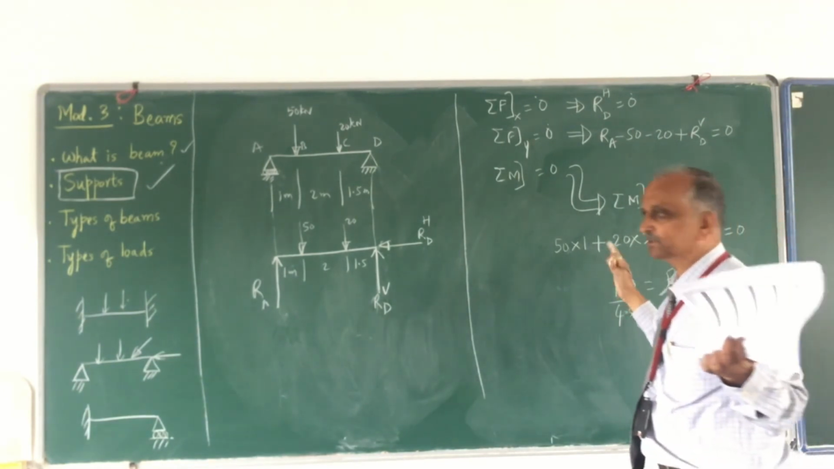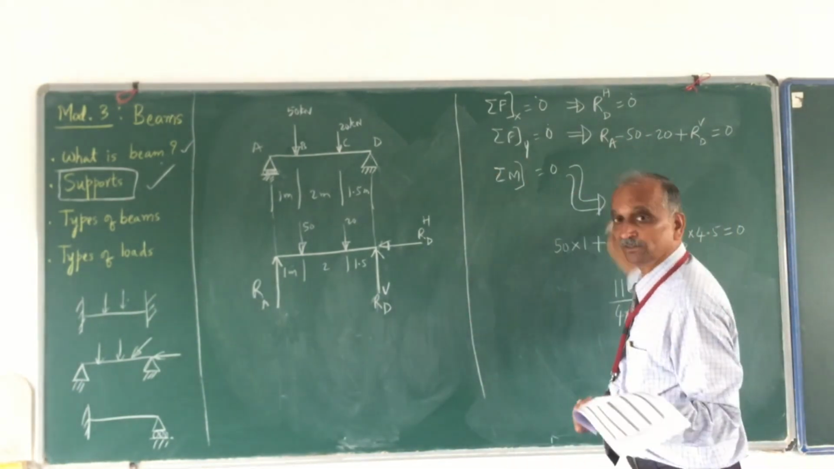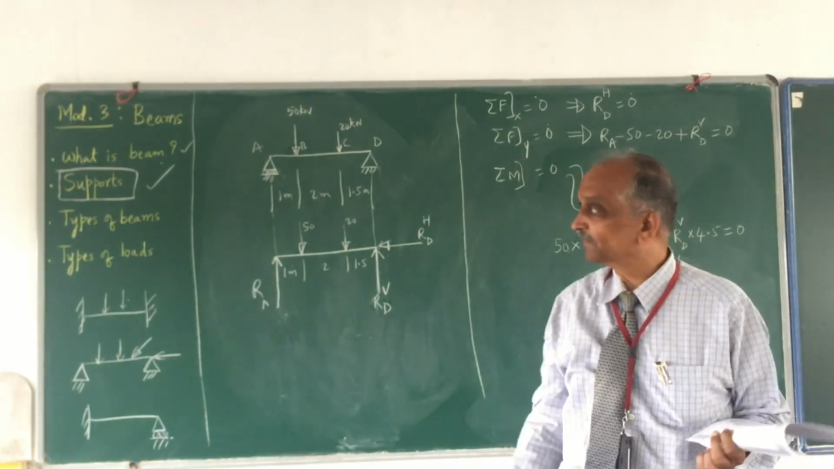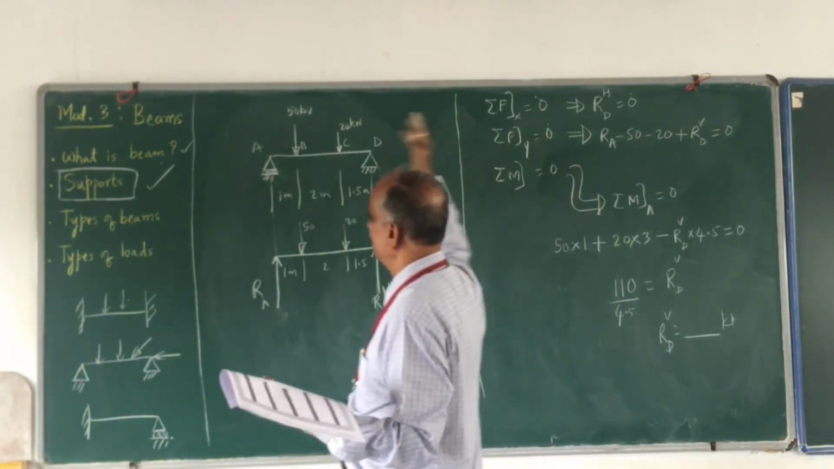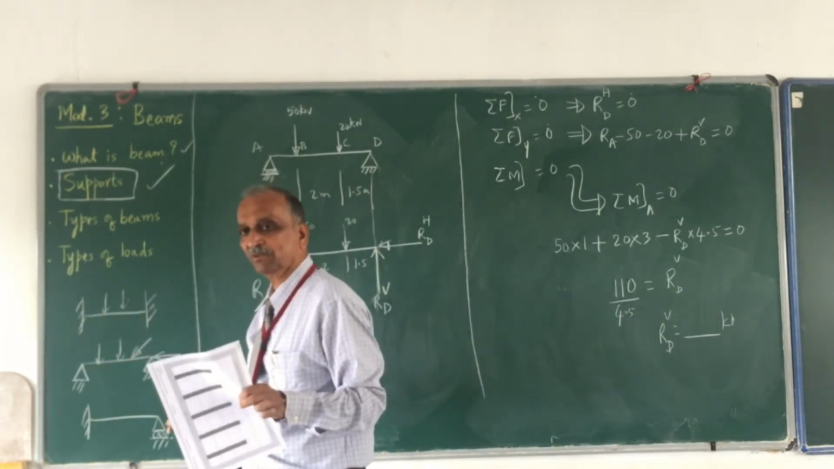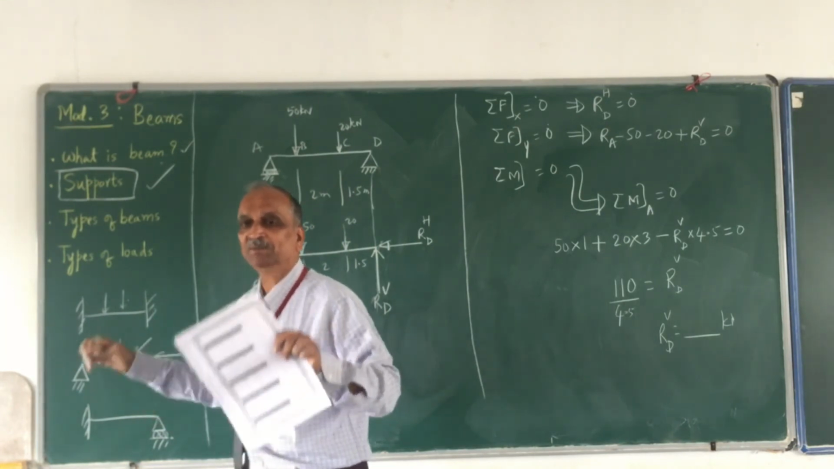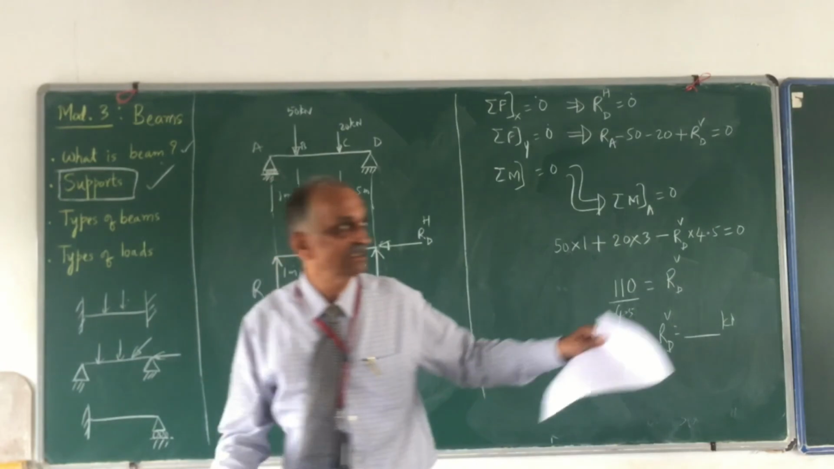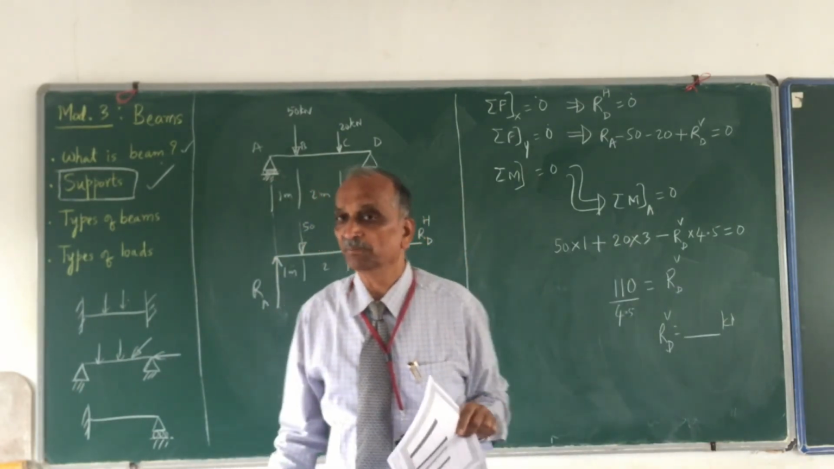So RA is known, RDH is known, RDV is known. That means all reactions are found. How did we find them? Using only equilibrium conditions. If you try a similar one using this, you won't be able to find either this or this, and that is why these beams are called statically indeterminate beams, these ones. And this one is called statically determinate.